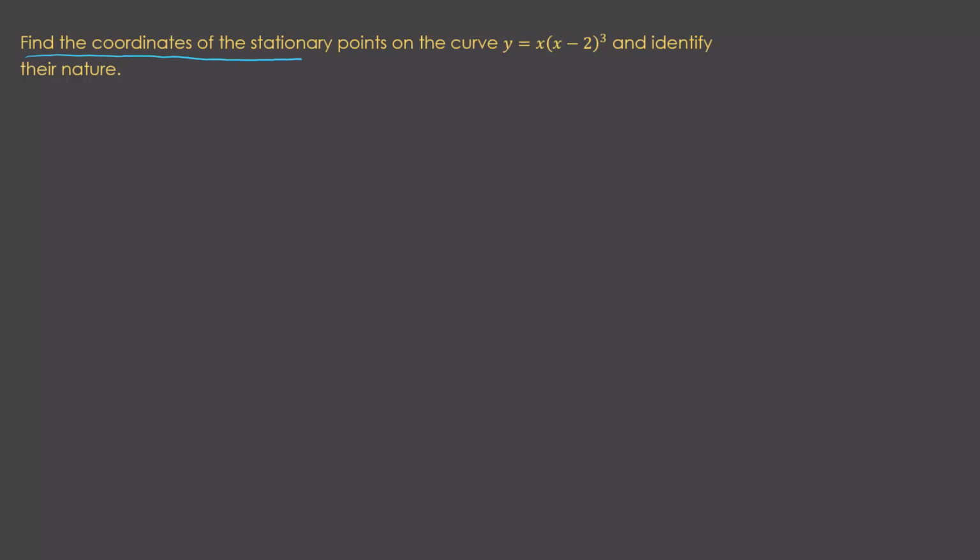Find the coordinates of the stationary points on the curve y equals x(x minus 2) all cubed, and identify their nature. So we can see this is a product. So u is equal to x, and v is (x minus 2) cubed.